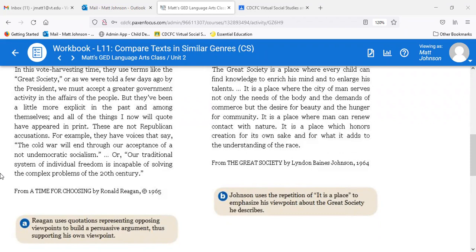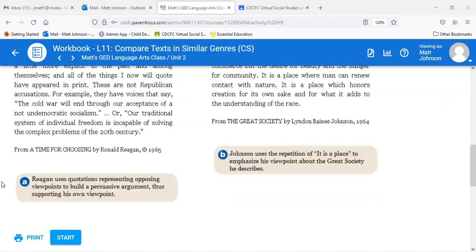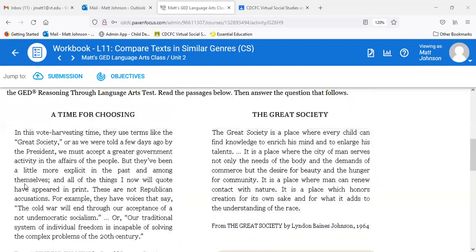All right, so that's Reagan. And what it says here, Reagan uses quotations representing opposing viewpoints to build a persuasive argument, thus supporting his own viewpoints. So those quotations, right, he is lifting language from something else. That's a direct quote from something that has appeared somewhere else. And he's doing that like, this is their own words about what their intentions are.